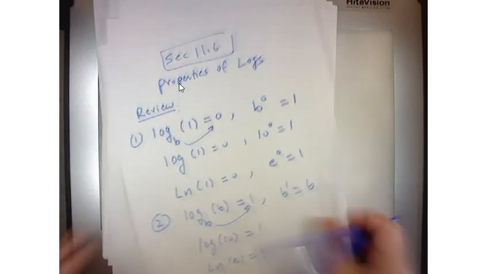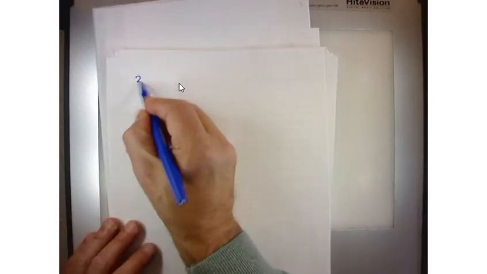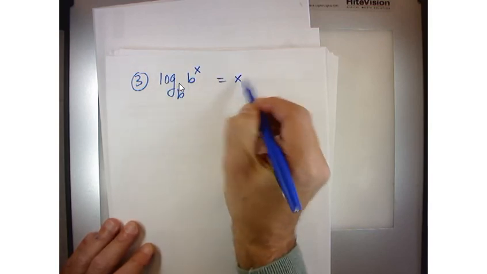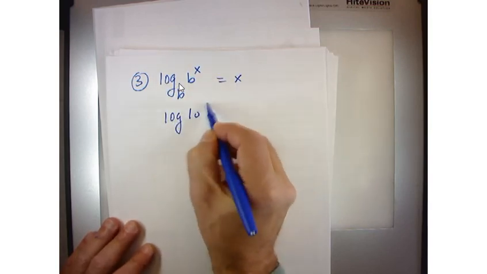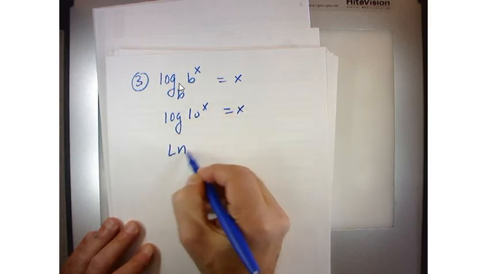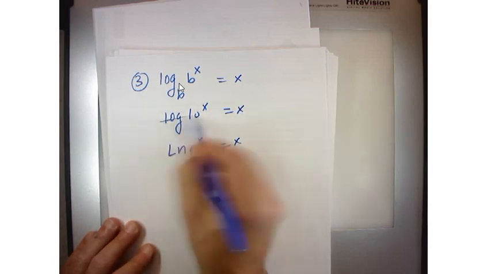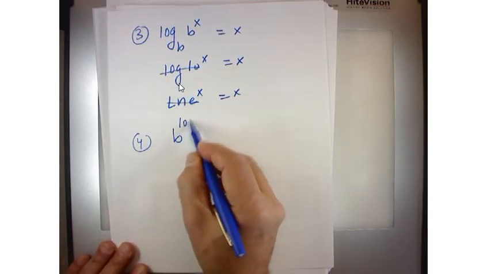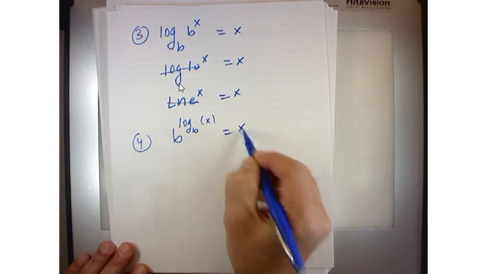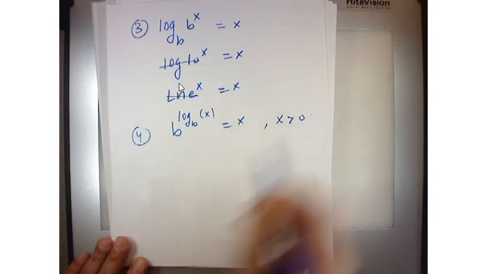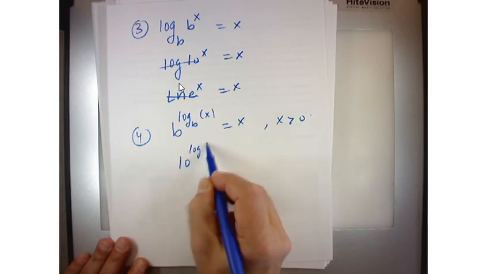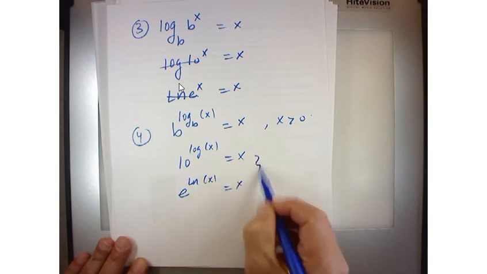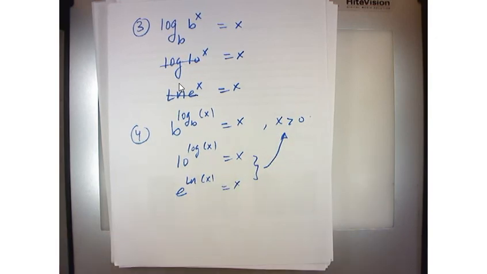And then the third property is if the bases are the same, they cancel out and you get x. So log of 10 to the x is x, ln of e to the x is also x. Again, these cancel out. And if we reverse that, b to the log base b of x is x, as long as x is greater than 0. So 10 to the log of x is x, and e to the ln of x is also x. Again, x has to be positive, otherwise it's undefined.